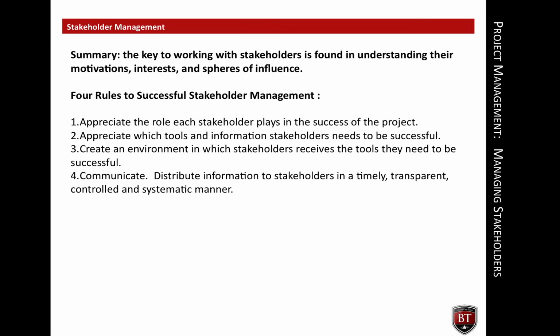In summary, the key to working with stakeholders is found in understanding their motivations, interests, and spheres of influence. 4 rules to successful stakeholder management are: 1. Appreciate the role each stakeholder plays in the success of the project. 2. Appreciate which tools and information each stakeholder needs to be successful. 3. Create an environment in which each stakeholder receives the tools they need to be successful. 4. Communicate. Distribute information to stakeholders in a timely, transparent, controlled, and systematic manner.